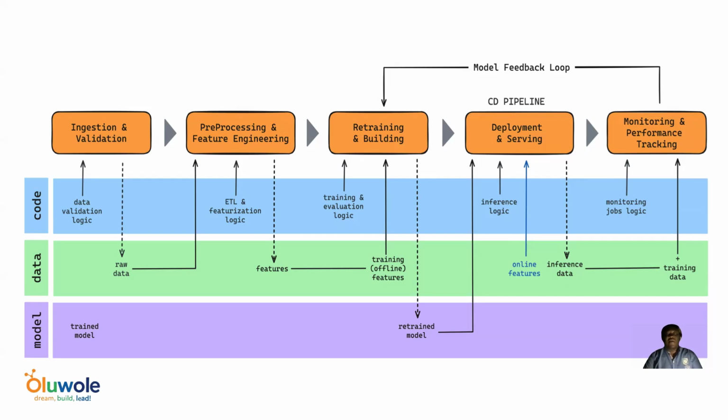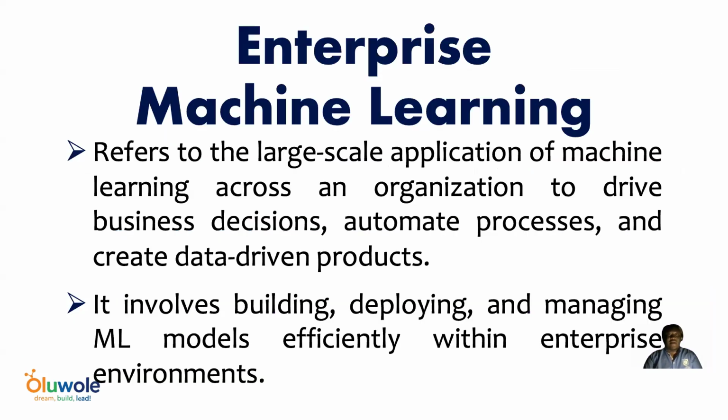You can see the model feedback loop. Immediately there's a problem in monitoring and performance, they send it back again. They begin to retrain the system based on the complaints that the user has made. So this is not a simple scale. This is what your enterprise machine learning architecture looks like. All right, so what is enterprise machine learning? I said it refers to the large-scale application of machine learning across an organization to drive business decisions, automate processes, and create data-driven products.